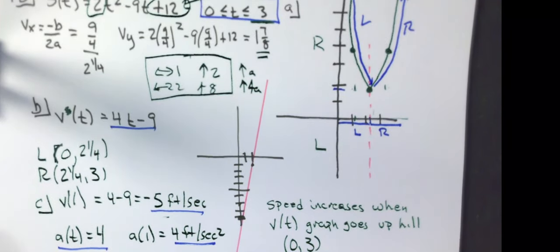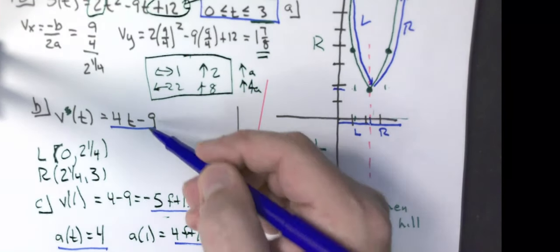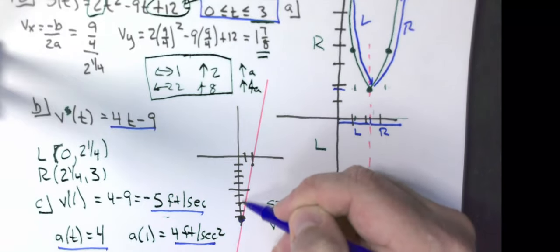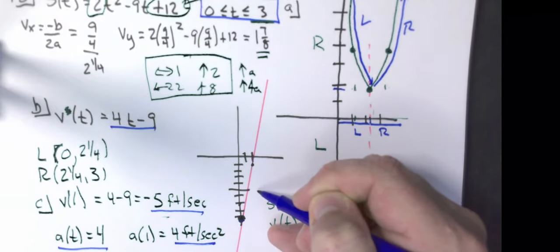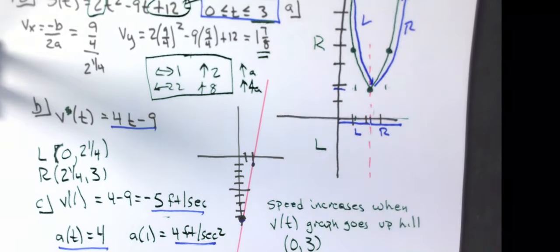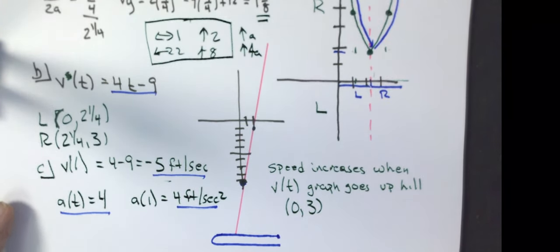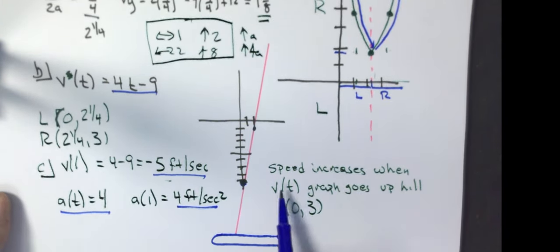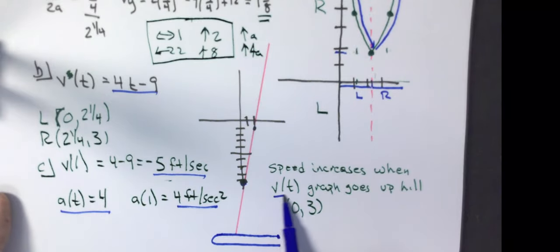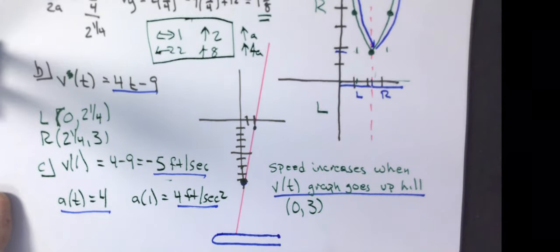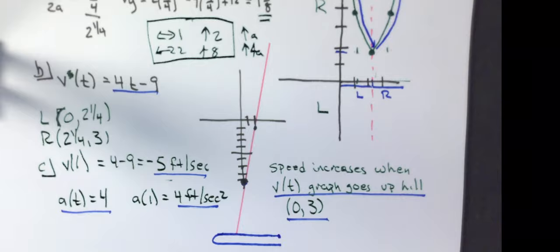They asked me to graph the velocity function, which I did: I put a negative 9, then I went over 1, up 4, over 1, up 4, and drew my straight line. They asked when the speed was increasing. Well, the speed is increasing whenever my velocity graph goes uphill. This graph is always going uphill. So on the 0 to 3 interval, I'm always increasing.